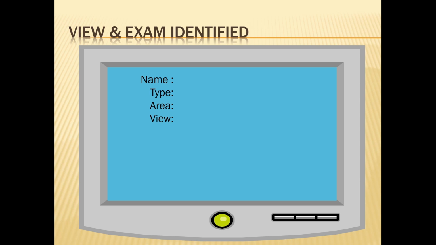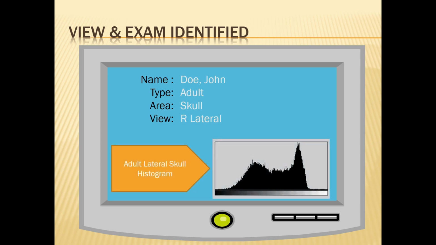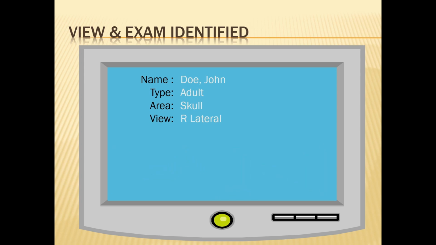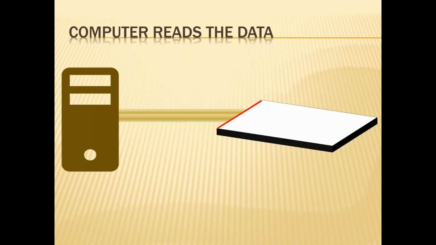The patient is identified, and the system and the patient parameters are appended to the metadata of the view. An ideal histogram is called from data and may be used to correct the image once captured. In this case, the adult lateral skull histogram is selected. The ideal histogram and the lateral skull correction factors are stored in memory and will be used to correct the image later on. The exam is completed and the image is captured on the imaging plate.